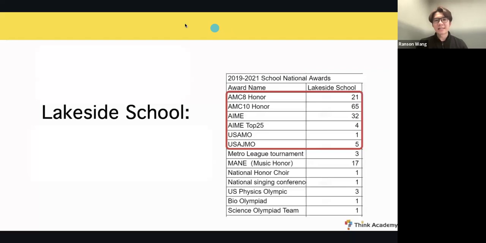And we also realize that private schools usually have better competition results. This is one example from the Bellevue area, the Lakeside School. You can see they have pretty good competition results. Even some of them made it into USAMO. That's a pretty shining result.